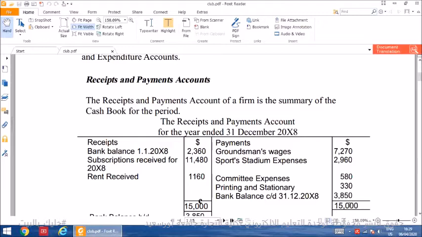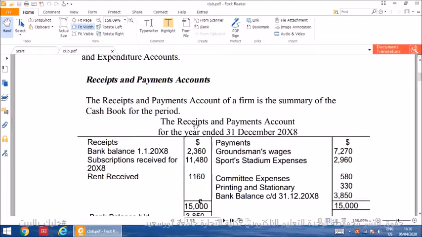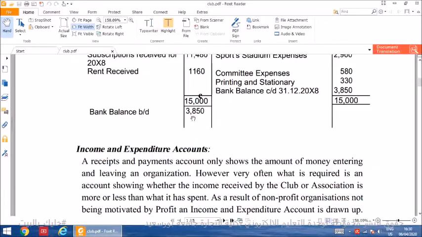$15,000 less 7,270, 2,960, 580, 330. So the remaining is 3,850, the bank balance at the end, at 31st of December 2008. And it will be the beginning balance for the new accounting period, 1st of January 2009.